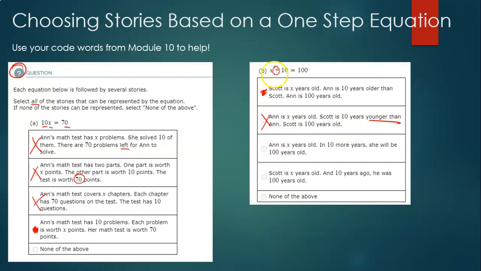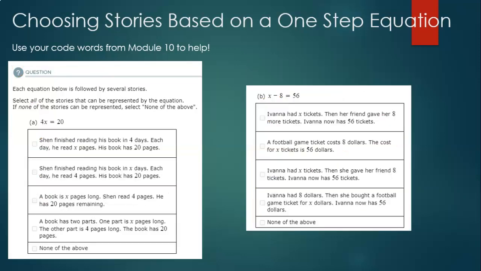Anne is X years old. In 10 more years, she will be 100 years old. Yes, because more would be add. Scott is X years old, and 10 years ago he was 100 years old. No, 10 years ago would be subtract, so we don't want to choose that one. So it would be the first one and the second one. All right, your job now is to pause the video and try these on your own.